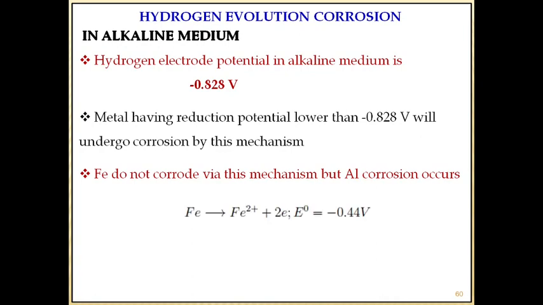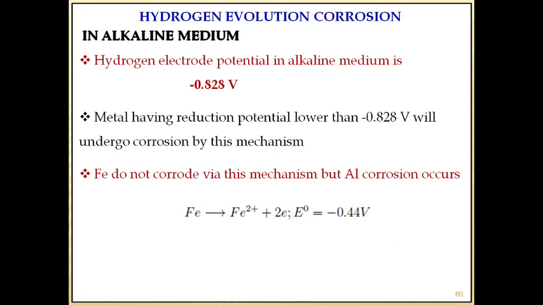So let's consider the case of iron. Iron has the potential of minus 0.44. If you look at both these potentials, hydrogen electrode potential in alkaline medium and iron potential, it's very clear that the potential of iron is higher. So that means the iron will not be acting as the anode. So iron is not getting corroded by this mechanism.